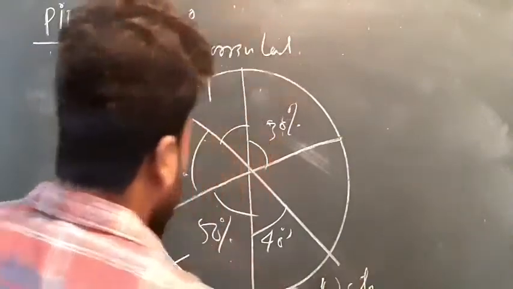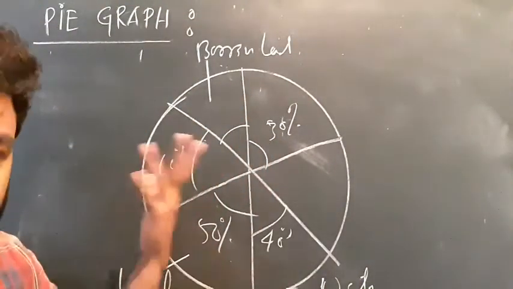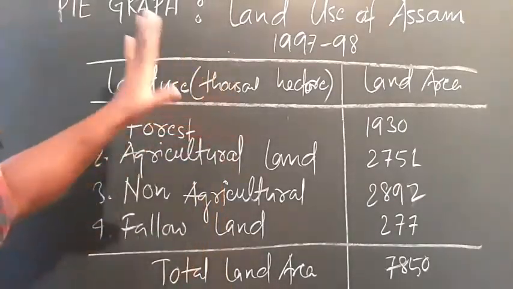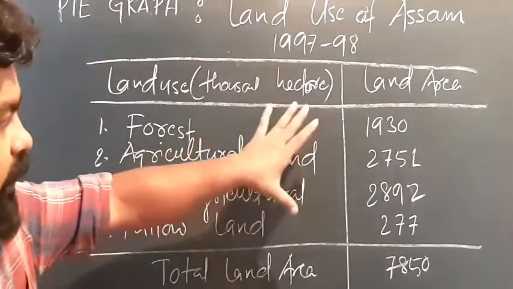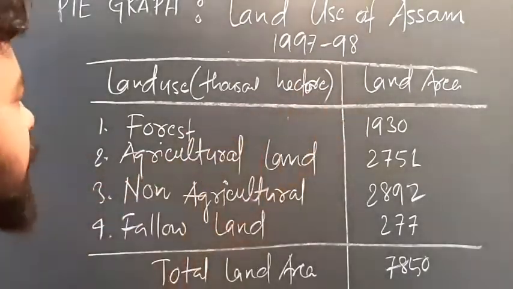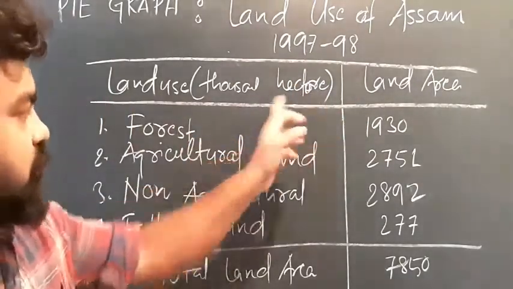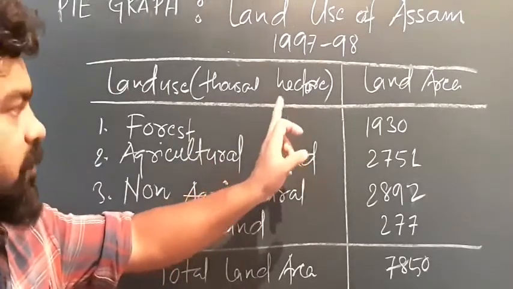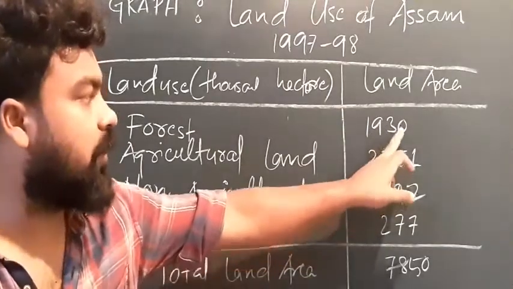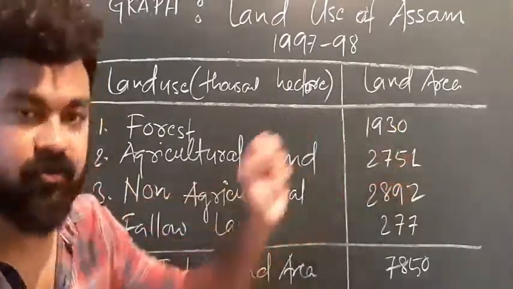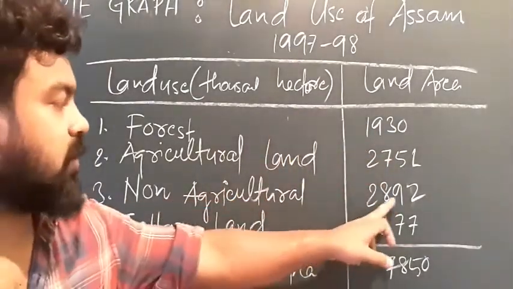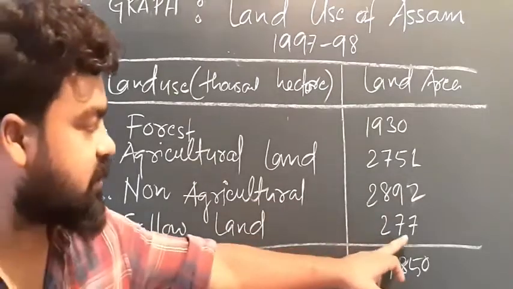Okay, we'll take one example. Again, we will represent the data. For example, we are taking this chart. We'll calculate the land use of Assam for 1997 to 1998. Here on the left side, land use is in 1000 hectares. Forest area is 1930, that means 1930 thousand hectares. Agricultural land is 2751 thousand hectares. Non-agricultural land is 2892 thousand hectares. Fallow land is 277 thousand hectares.